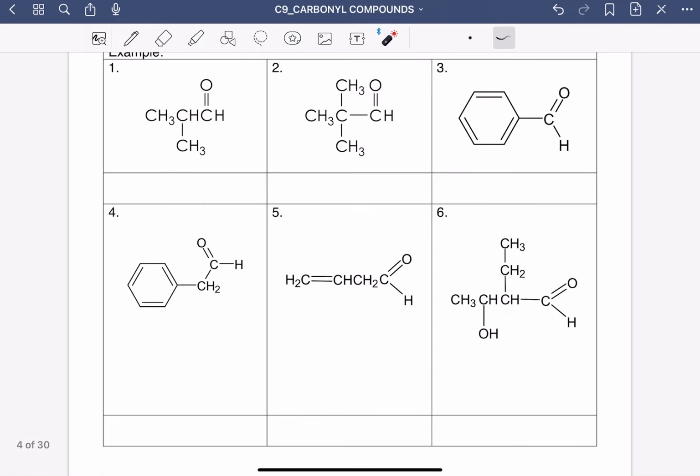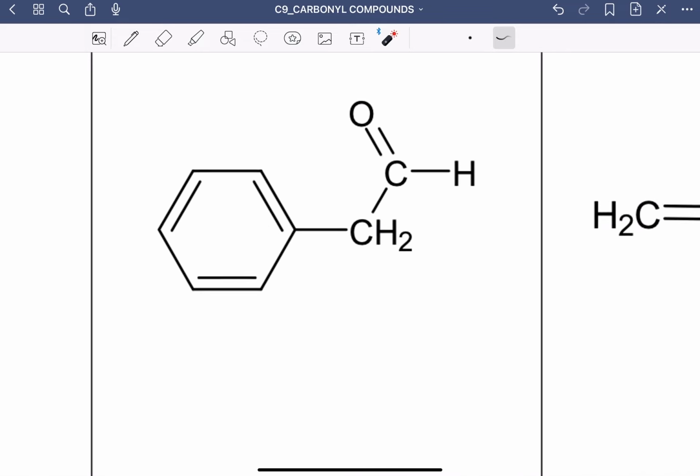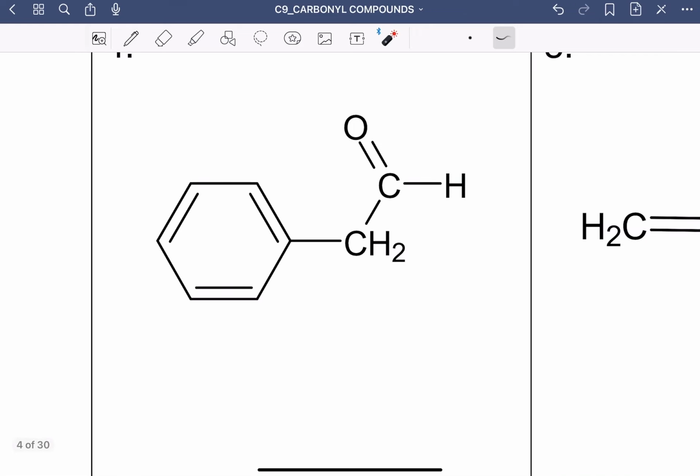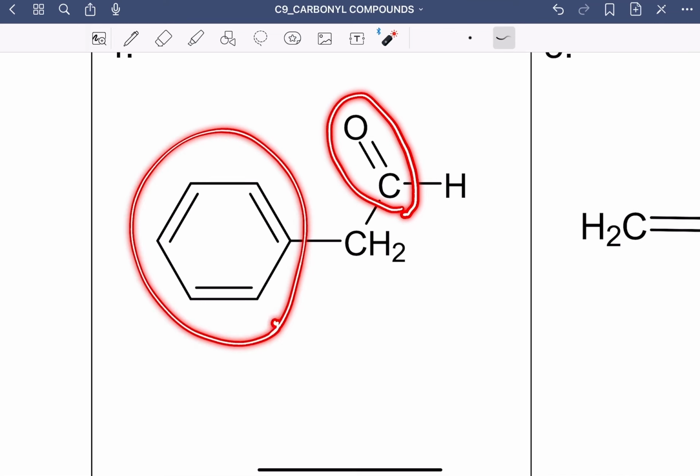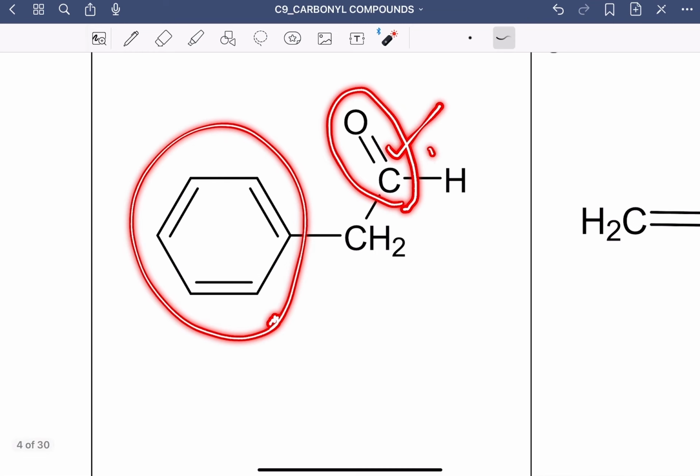Now, let's see some examples. I would like to take the example of this. In this structure, if you want to give a name, you identify the functional group first. We have this functional group and also this one. Since we have two functional groups, you have to decide which one to prioritize as the parent chain. According to the priority, we have to take carbonyl as the parent chain. So in this case, automatically benzene will become the substituent.